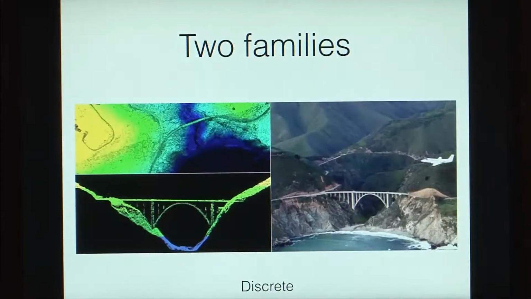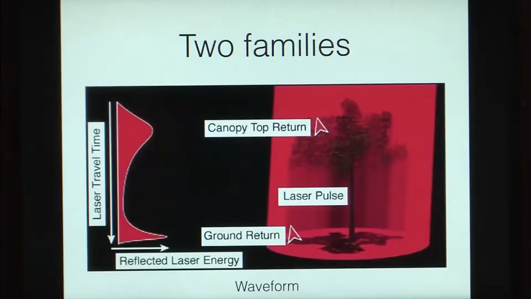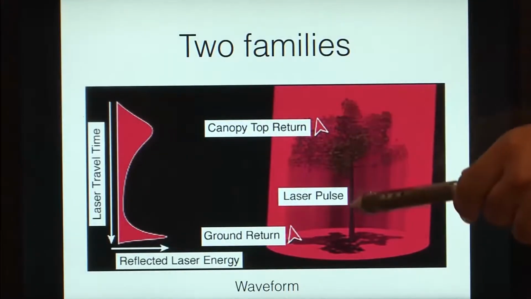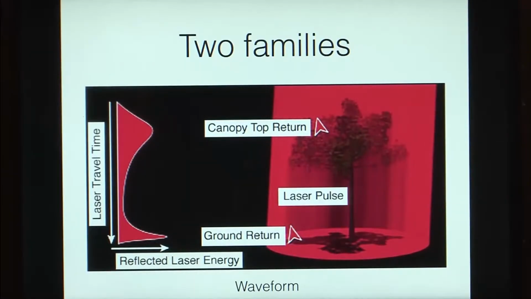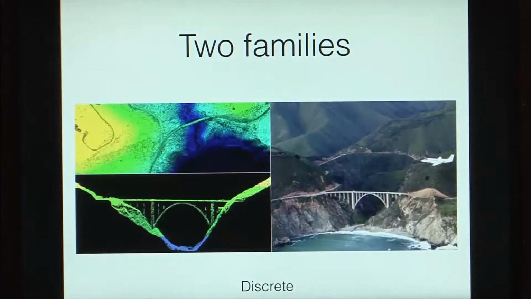The other family is called discrete LIDAR. What a discrete LIDAR does is it does not measure the amount of energy that comes back, but it just measures the actual position from where this energy is coming back. So, if we did a discrete LIDAR, then it would get this point, this point, and this point. How it would look is, suppose we did it for a bridge. On the right we can see a bridge, on the left we are seeing a discrete LIDAR pattern.